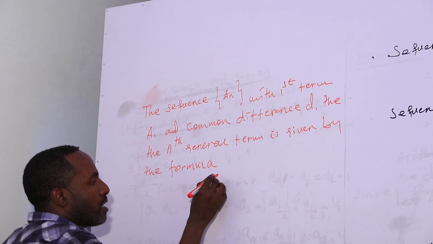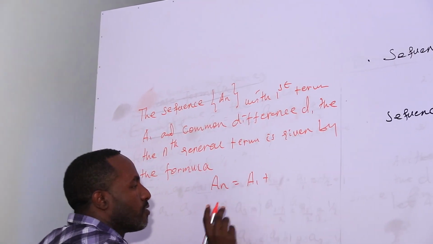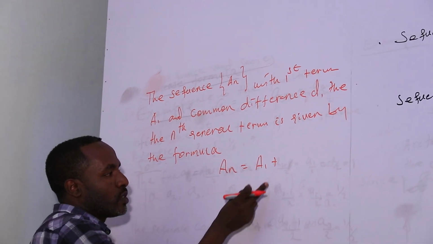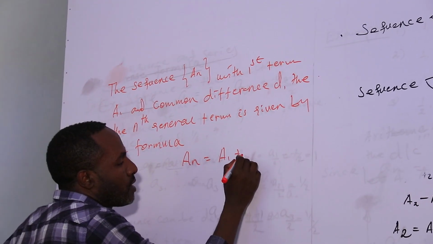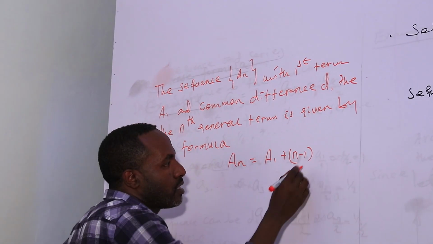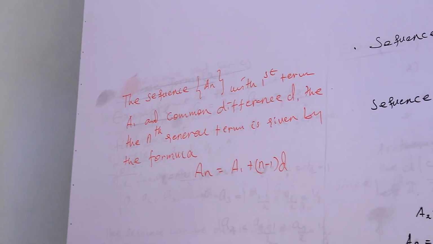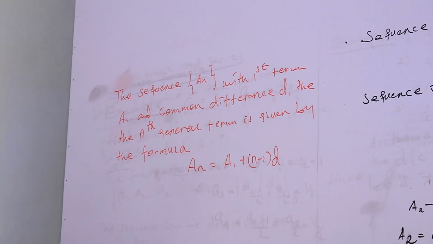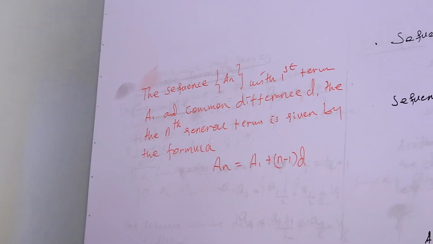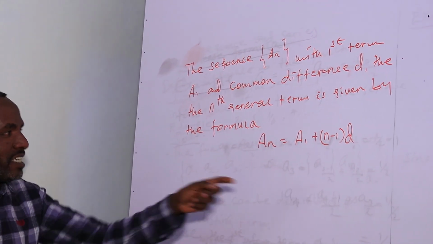The formula says an is equal to a1 plus n minus 1 multiplied by the common difference d. Don't forget, a1 is the first term and d is the common difference. n is the number of the term in the given sequence.